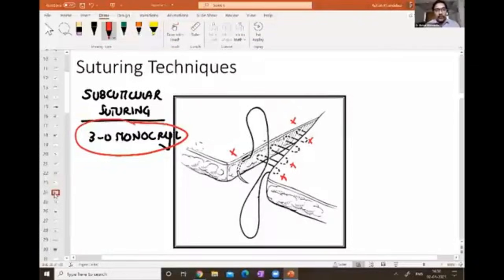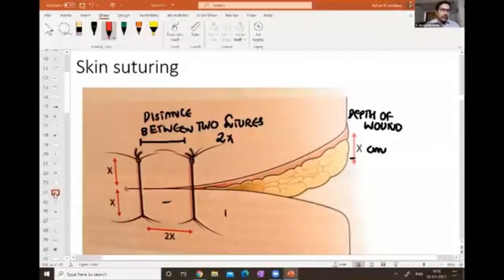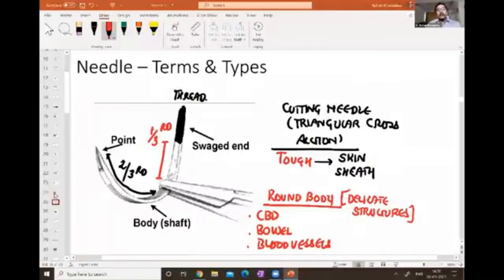Another important image from Bailey is regarding skin suturing. If the depth of the wound is X centimeters, then the distance between two sutures should be 2x. Distance between two sutures is 2 times the depth. Whereas the bite on each side, we take a bite of X, but the distance between two sutures is 2x. So this is another image from Bailey which you should know about. This has also been asked in the FMGE exam.